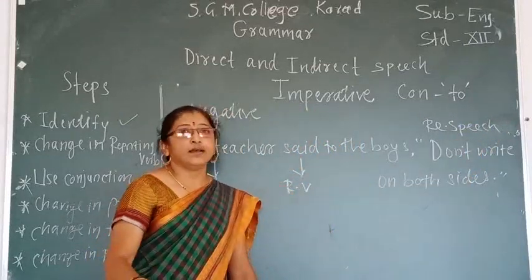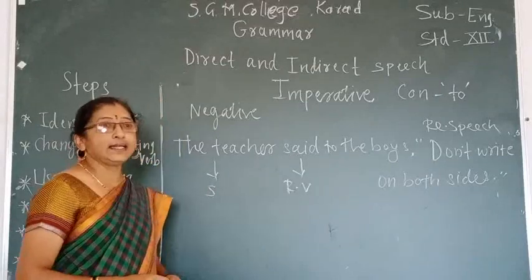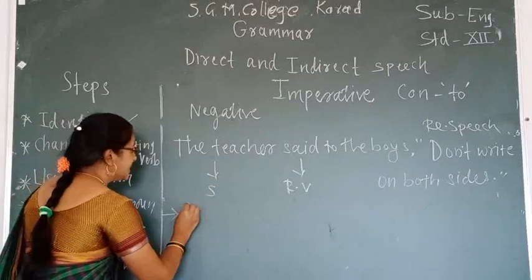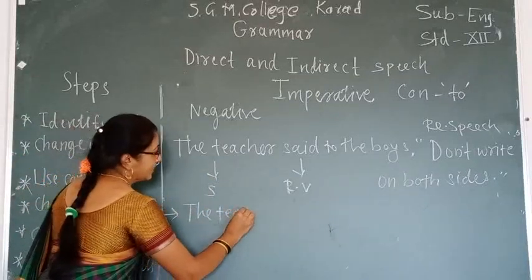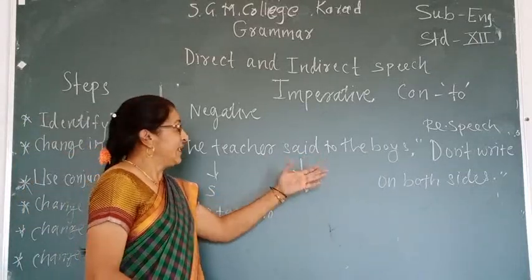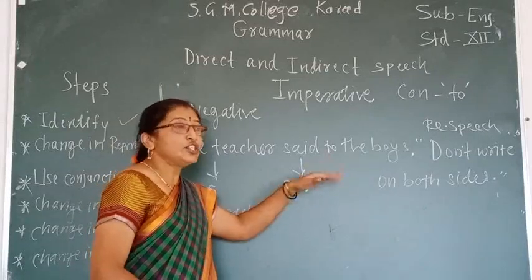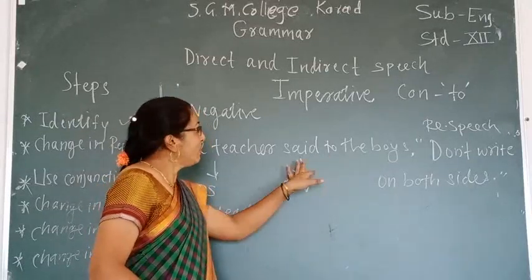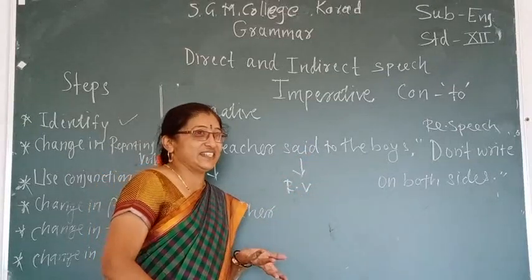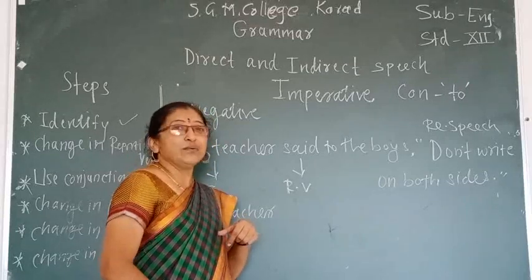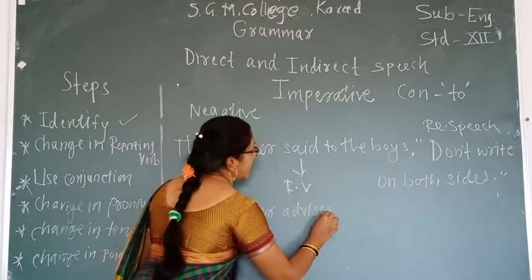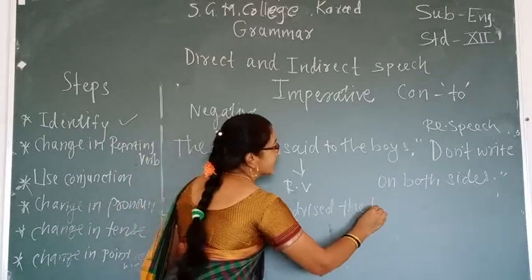Now look how we will write this sentence in indirect speech. First, the subject remains as it is: the teacher. Said to is the reporting verb. In imperative sentences, the reporting verb changes as per the sentence. Here maybe anybody says ordered, but I use the reporting verb advised. The teacher advised the boys.